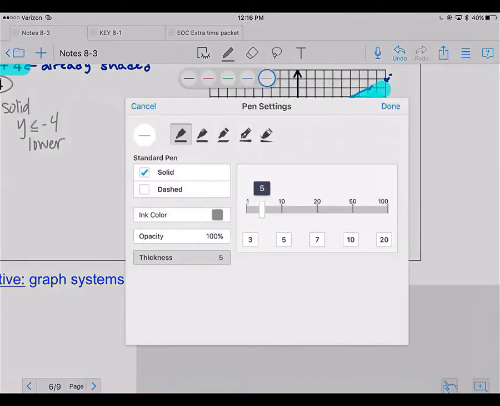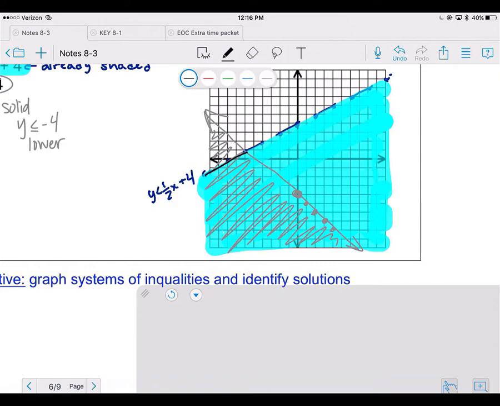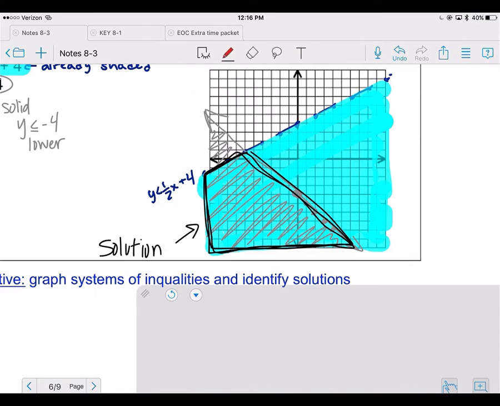So my solution set, where they cross, the blue crosses the gray at this kind of weird trapezoidish shape down at the bottom. So that is my solution set.